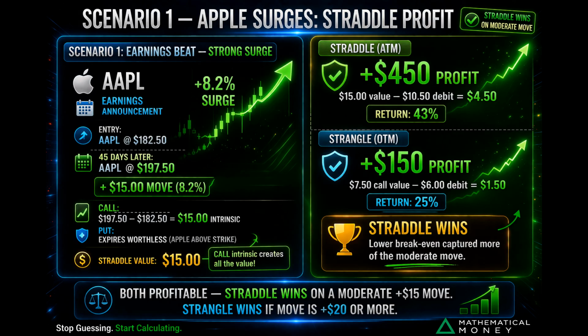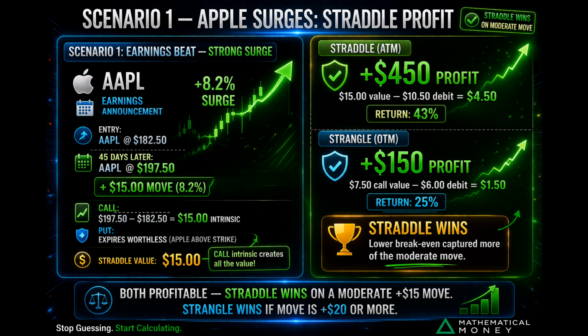Scenario 1. Apple beats earnings and surges. 3 weeks later, Apple reports record revenue, and the stock gaps up $15 to $197.50. For the straddle, the call is worth $15 intrinsic value. The put expires worthless. Total position value, $15. You paid $10.50. Profit, $4.50, $450 per contract, a 43% return on the premium paid. The upper break-even of 193 was exceeded by $4.50.